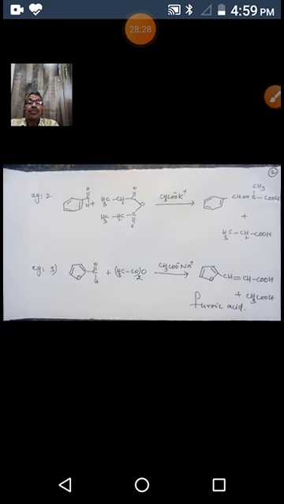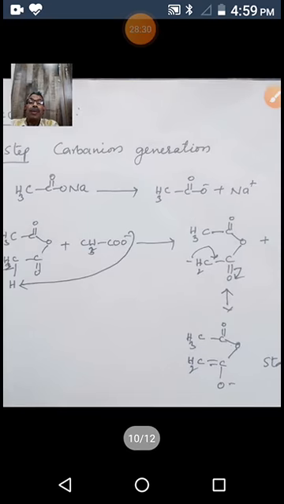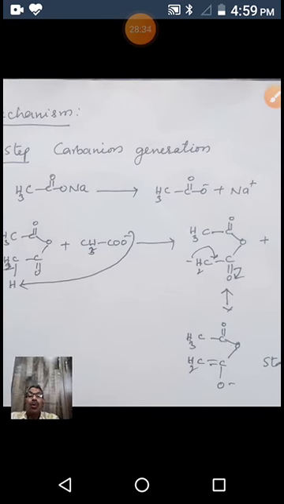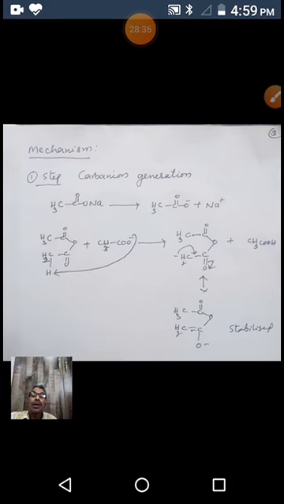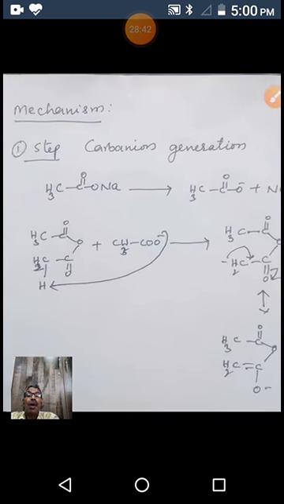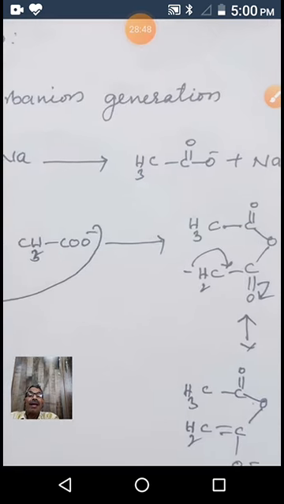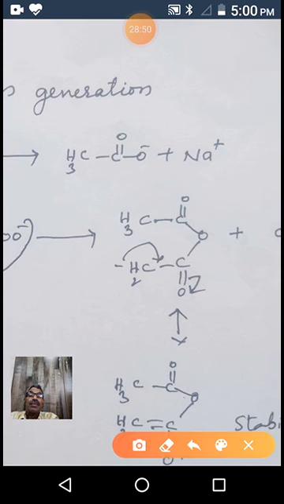Okay. Then coming to the mechanism, we will discuss the mechanism. This reaction is a stepwise reaction. In step 1, carbanion generation takes place. First, sodium acetate ionizes to give acetate ion and sodium ion. This is the first step.